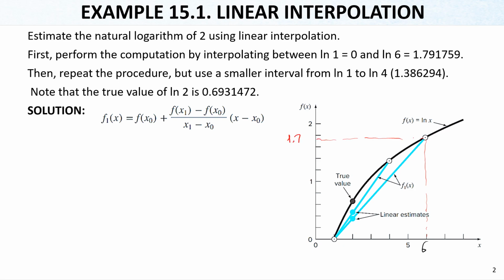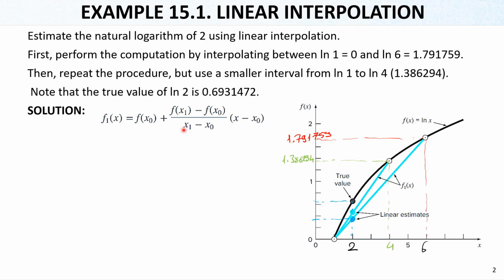Basically this is 1.791759, and for 4 it is somewhere here, 1.386294. So let's use the ln 6 value first. We will have this linear interpolation in between, and our estimation for 2, the value we want to find, is actually somewhere over here, but we are estimating it with this line. Let's calculate it using the linear interpolation formulation.